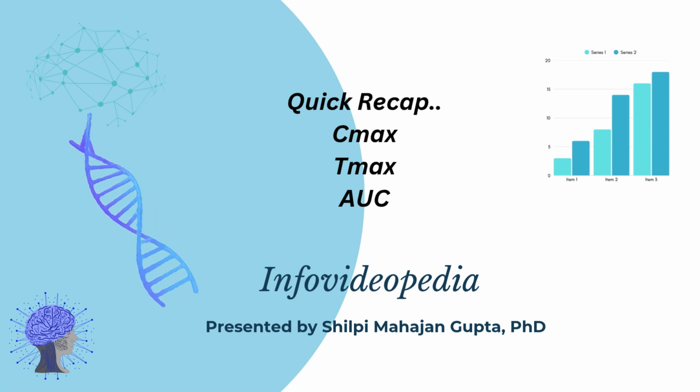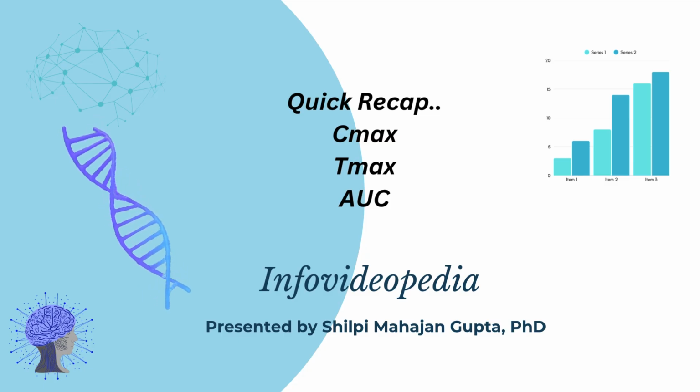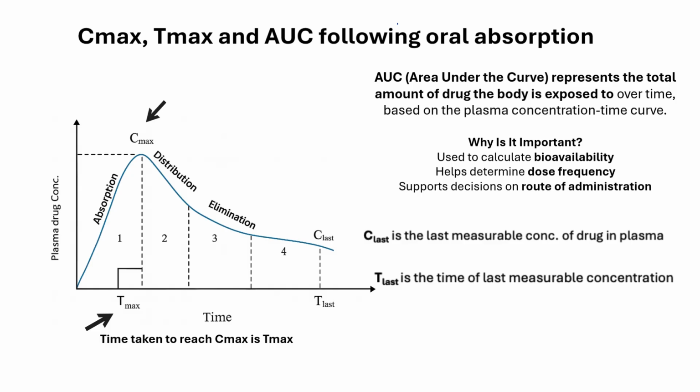Before we take a deeper dive into the process of absorption, let's take a quick recap. A typical pK graph is represented by concentration versus time. Y-axis represents the concentration of the drug, and x-axis represents the time. We covered the pK graph following an oral route of administration. After the tablet is ingested, it gets slowly absorbed into the bloodstream from the gastrointestinal tract.